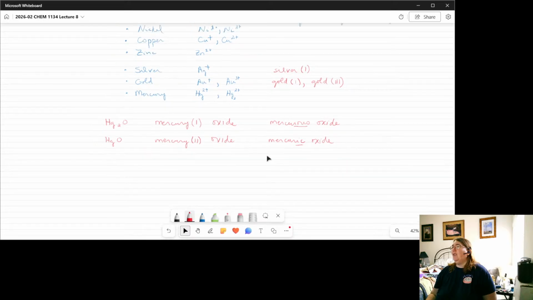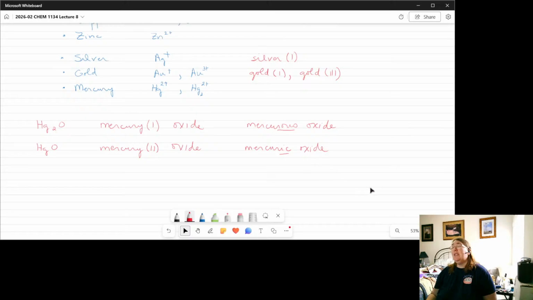And I won't ever use the old nomenclature on exams. That doesn't mean that you won't see the old nomenclatures on really old bottles of chemicals. And occasionally some companies will still name stuff based on the old nomenclature, but they will also use the modern IUPAC required name as well. So you're safe either way.